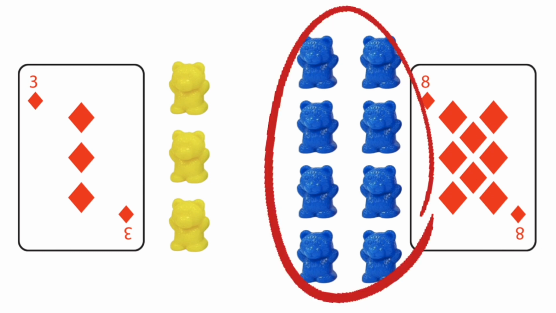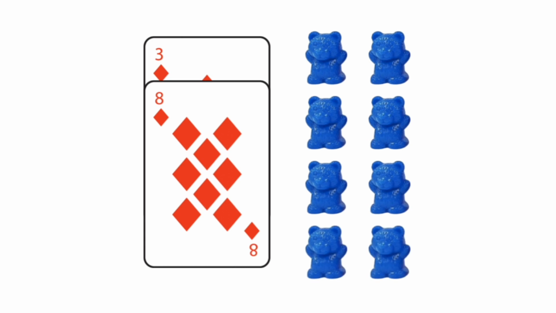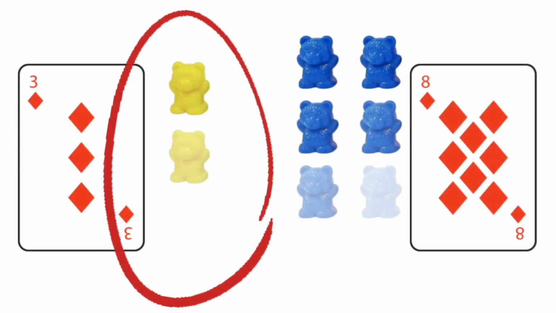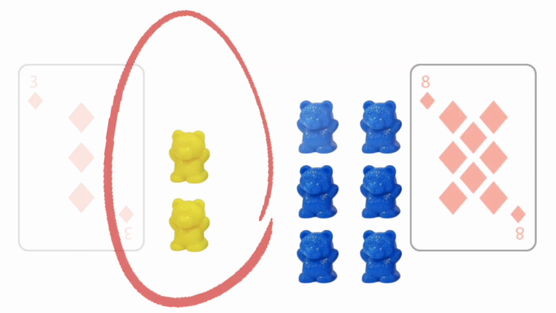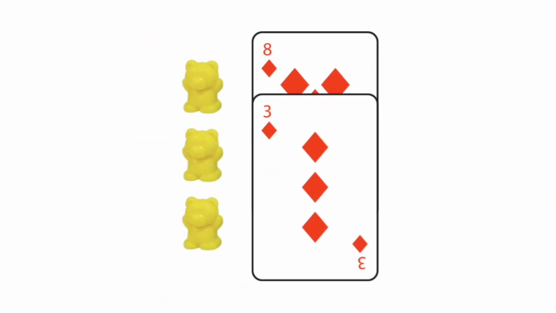Whoever turned over the card with more will get to keep both cards. Whoever has the most cards collected at the end of the game is the winner. You can also change the rules and have the person with the least amount on their card be the winner. It just depends on what you want your child to practice.